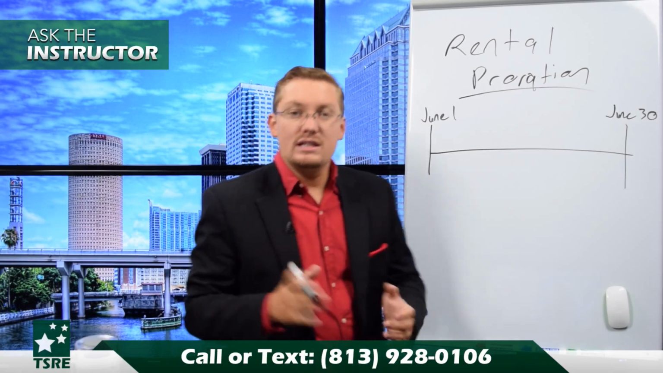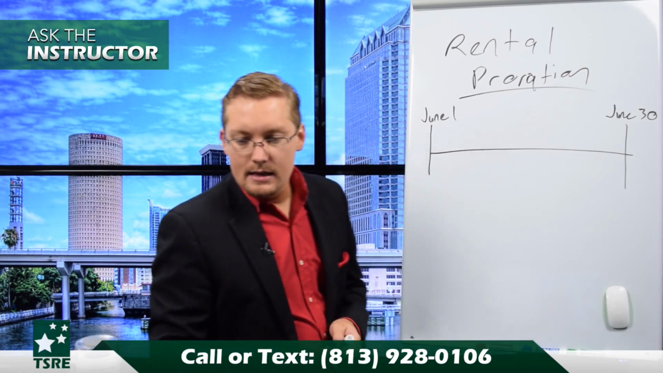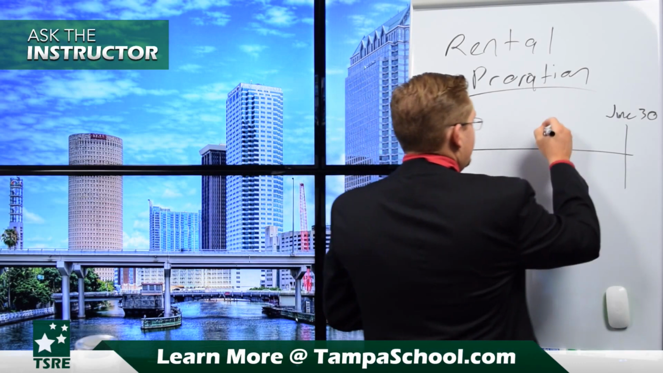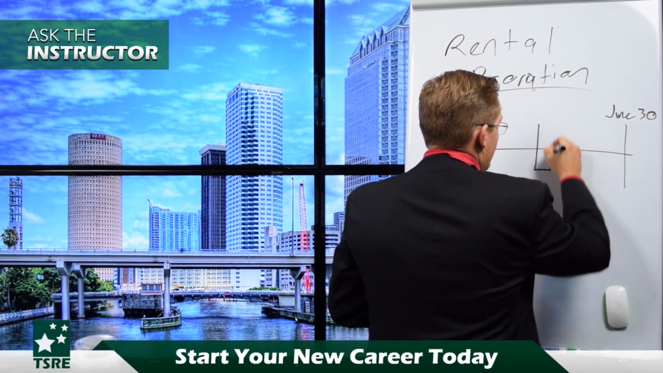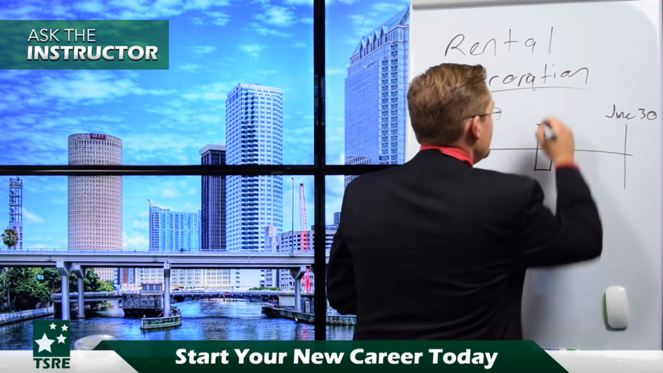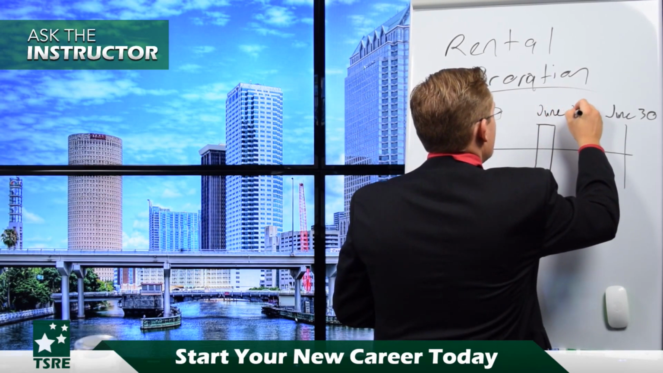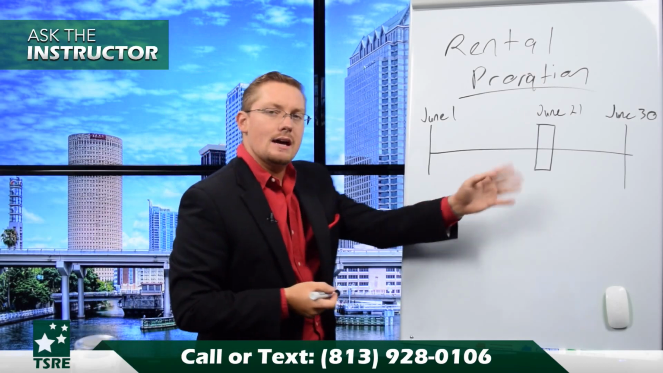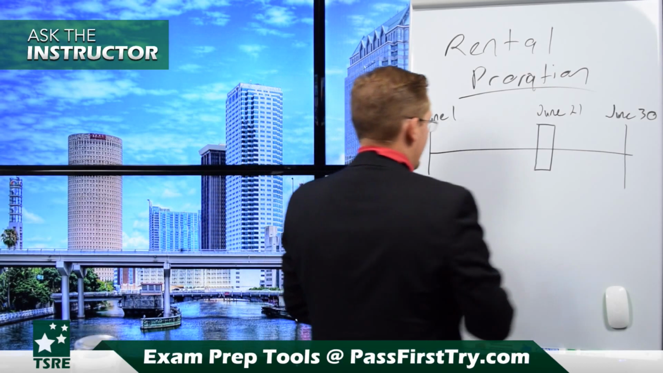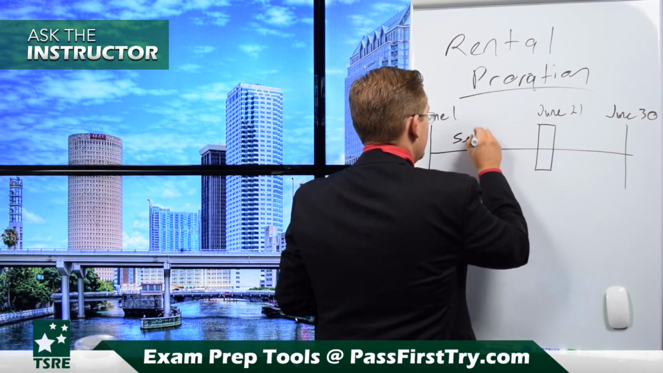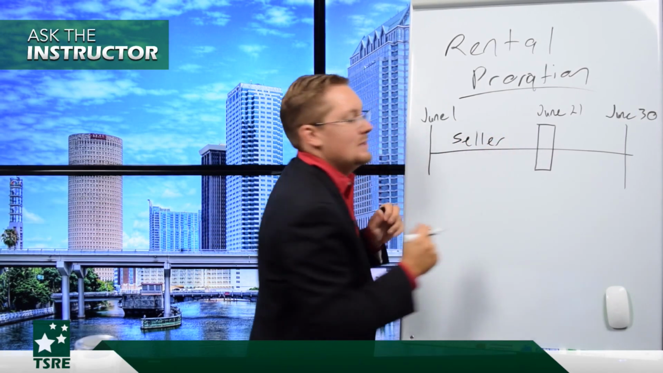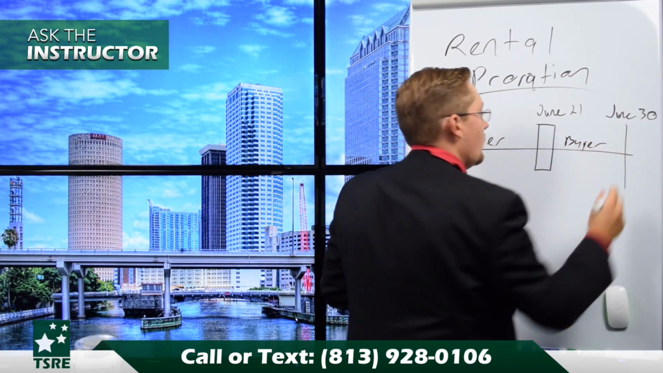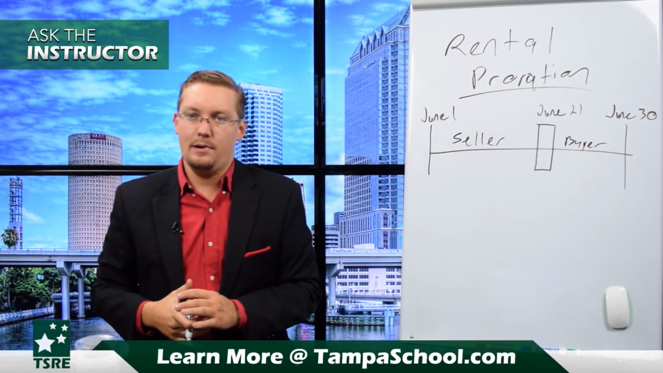Now, June, we're dealing with 30 days. Let's say the closing date is today, which is June 21st. So here's our day of closing, June 21st. Now, so this is basically the breakup of the month. We've got our seller over here. This is the time the seller owned the property, and we've got the buyer over here. This is the time the buyer owns the property.